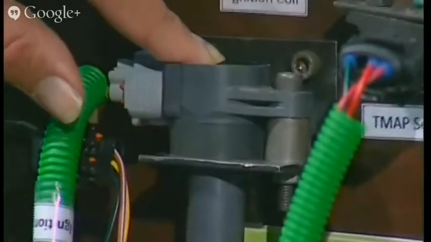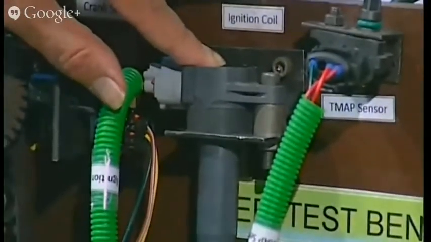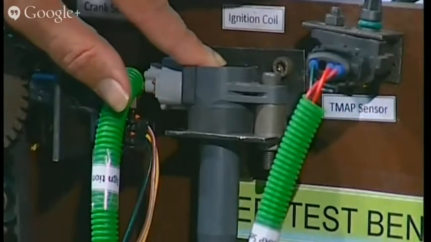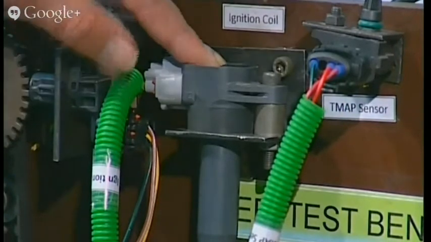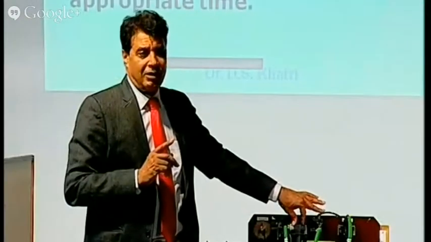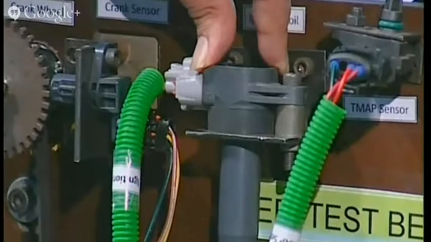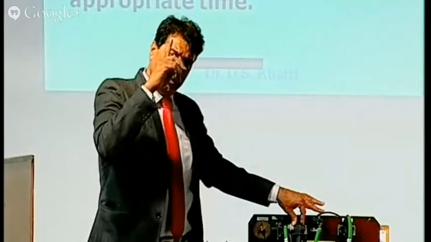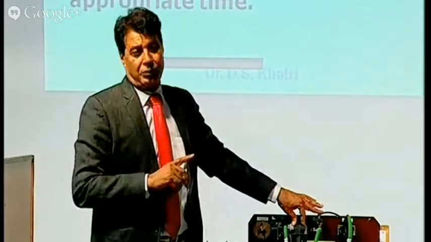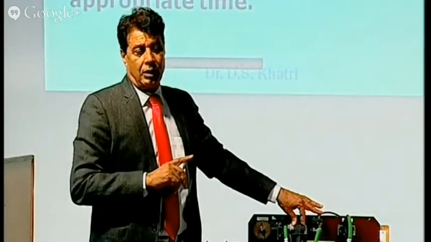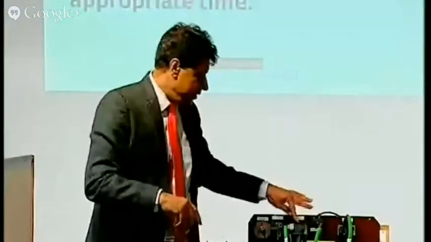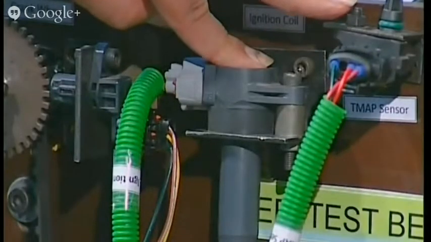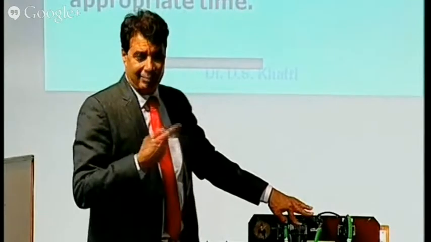So this ignition coil produces approximately 25,000 volts. The battery in the car is a 12 volt battery, but this is capable of producing 25,000 volts. Minimum, it may be 30 or 35,000 volts also. How is it produced? Again, it is a technology. How is it controlled? Again, it is a technology.